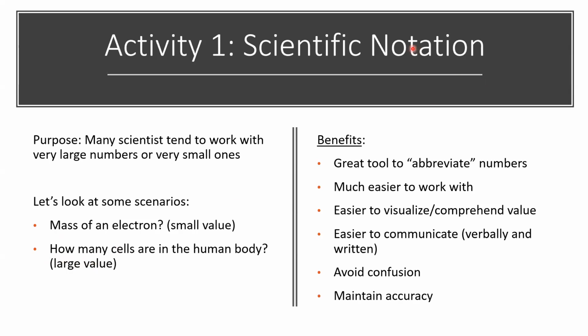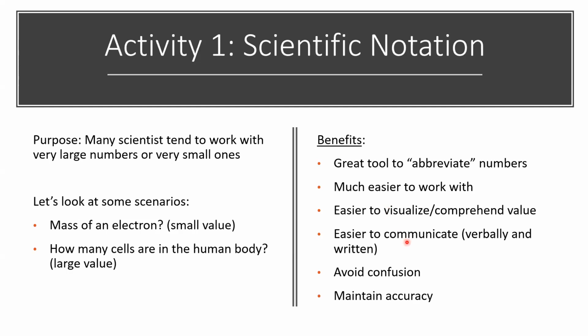So we work with scientific notation when we work with extremely small or extremely large values. This is a great tool to essentially abbreviate these numbers, so it's less daunting to look at. They're much easier to work with, and easier to visualize and comprehend. For example, if you have a value that's 7 times 10 to the 5th power and a value that's 7 times 10 to the 22nd power, it's easy to comprehend that 7 times 10 to the 22nd power is a much greater value than 7 times 10 to the 5th power.